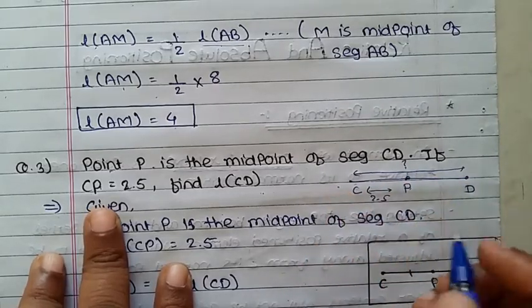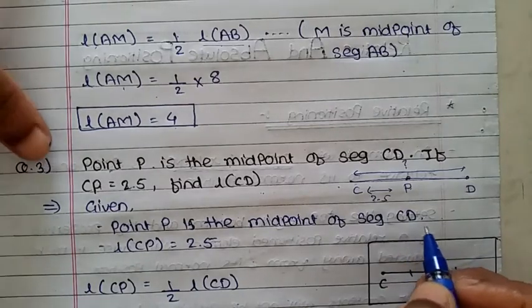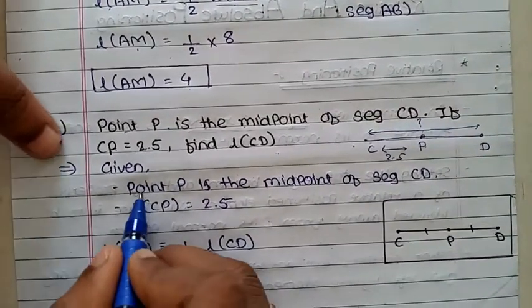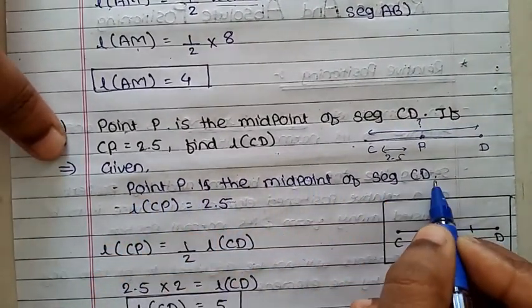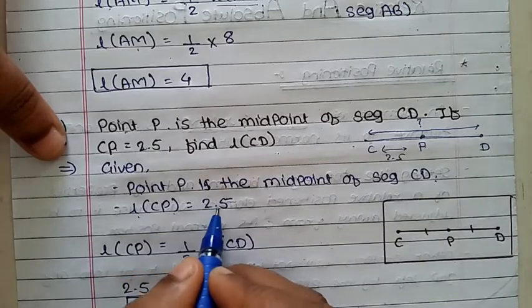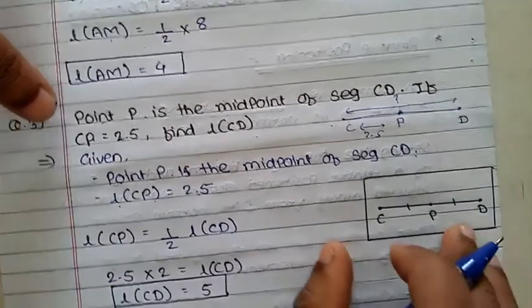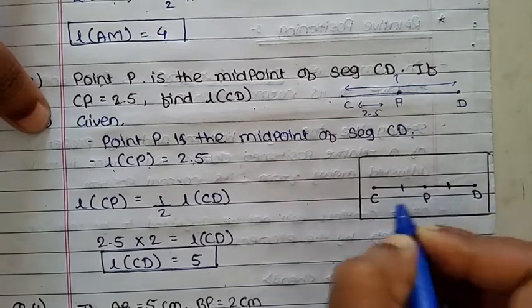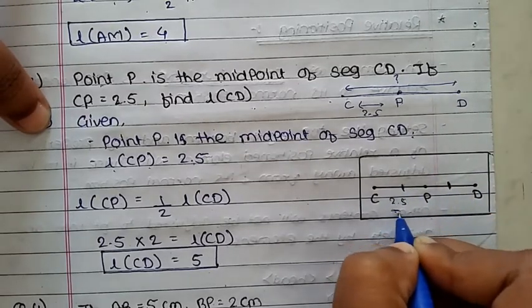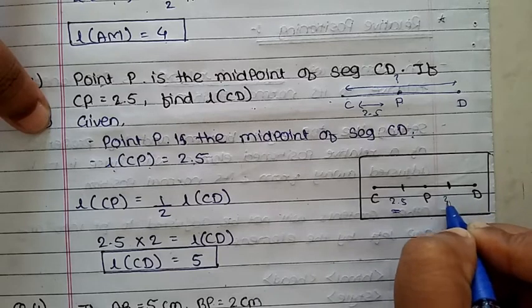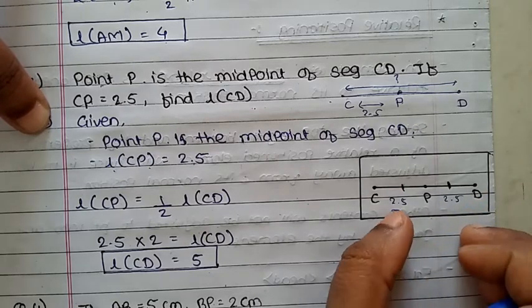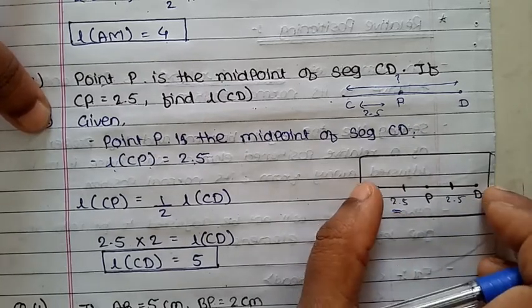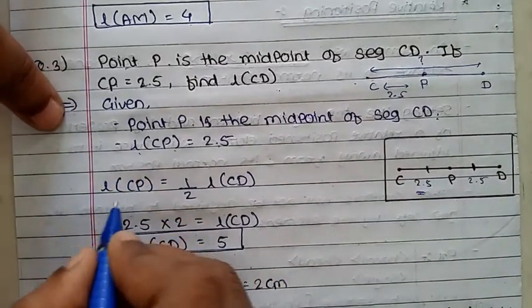So how to calculate this? Given is what? Point P is the midpoint of segment CD, and the length of CP is equal to 2.5. And these two sides are equal. That means if this one is 2.5, then the length of the other one is also 2.5. If we add these two terms, then we get CD. So we have to write this.